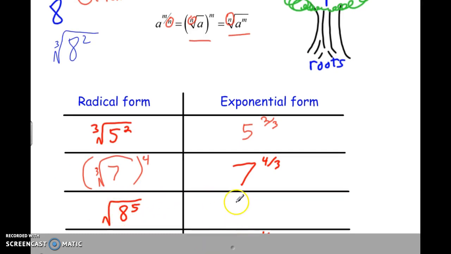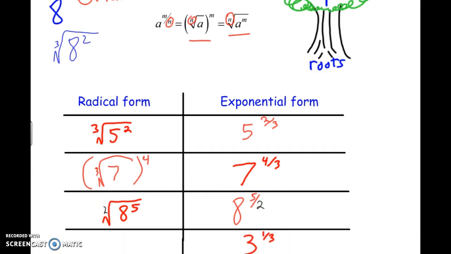And this one, be careful here. So 8 to the what fraction? What's the root here? The root is understood to really be 2 there. So therefore, this has to be a 2 here. And then the 5 is an exponent. So 8 to the 5/2 is the same thing as the square root of 8 to the 5th. And let's do another one.